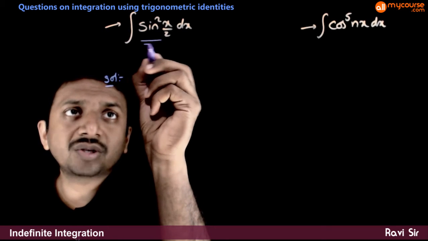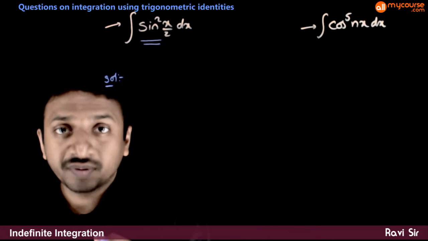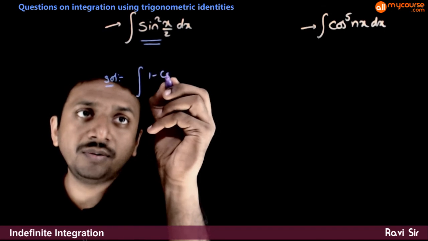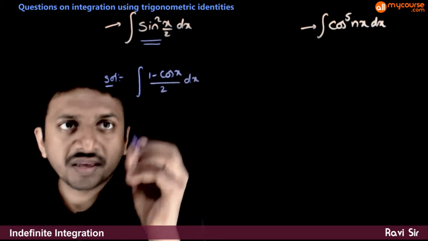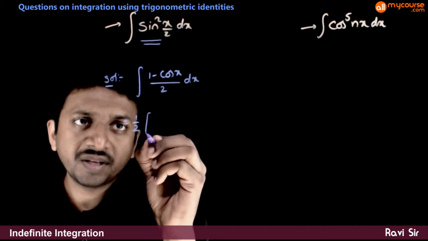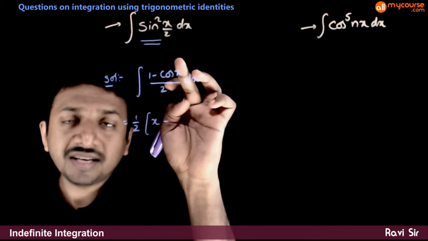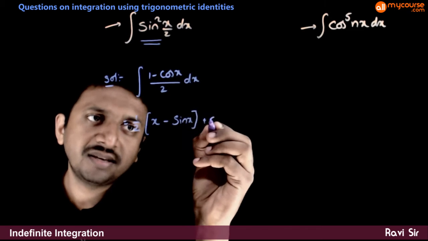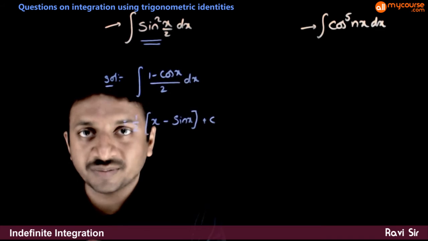First, sin²(x/2) is not easily integrable in this form. But if I use the formula, sin²(x/2) is equal to (1 minus cos x)/2, dx. Now this can be written as: a half is a constant which comes out. Integration of 1 dx is x, minus integration of cos x is sin x, plus c. So that's how you can integrate sin²(x/2).